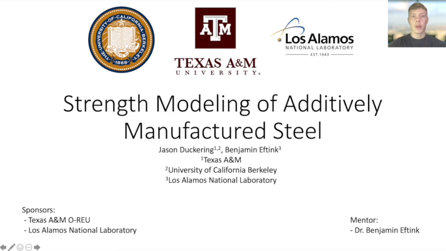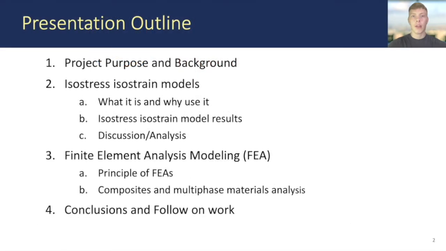The focus of my project is to model the change in mechanical properties between standard grade 91 steel and additively manufactured grade 91 steel. I'll start with some background and why this will be useful to future engineers and research. Next, I'll describe and discuss the different modeling approaches I've taken this summer. First, isostress and isostrain, and then finite element analysis in Ansys. Finally, I'll go over the major takeaways from this summer and make some suggestions for future work on this project.